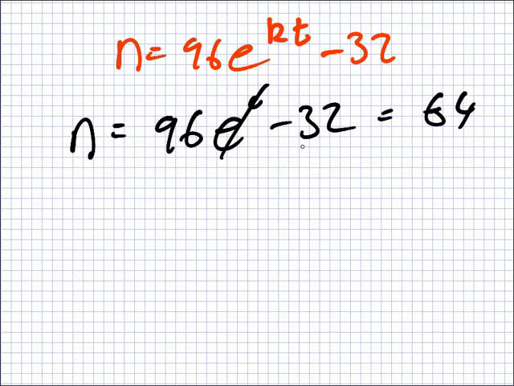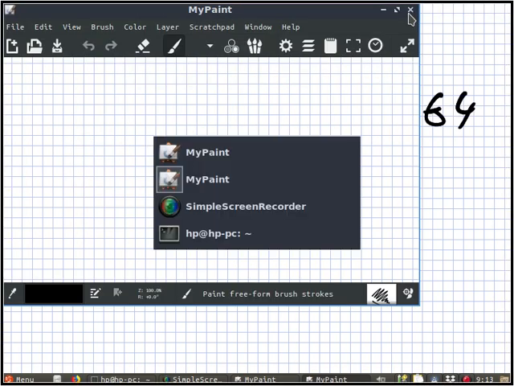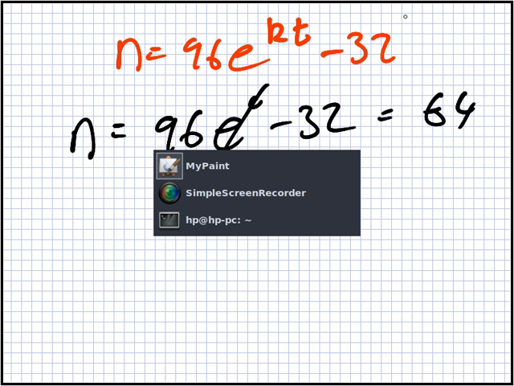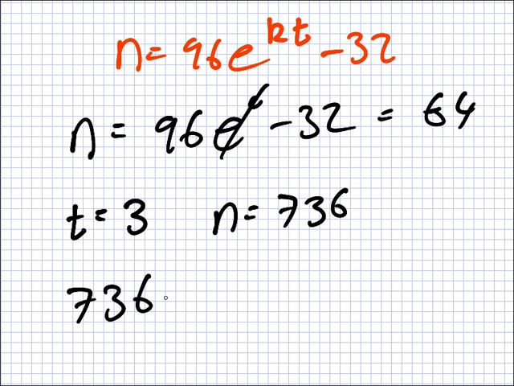Okay. Right, what's the next part? When t equals 3 and n equals 736, find the value of k, giving your answer in the form ln a where a is an integer. So t is 3, and n is 736, and you want to find the k. So that's 736 equals 96e 3k minus 32.